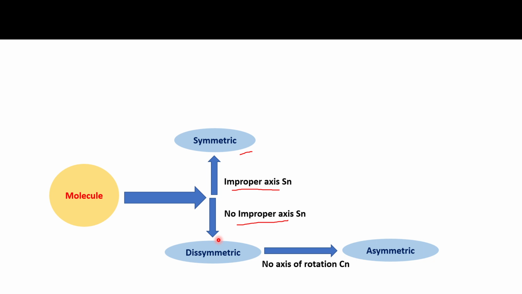But if that molecule has a rotation symmetry operation, but not an improper axis, then the molecule will be dissymmetric. But if that molecule has no improper axis and also does not have any rotation axis, then that molecule will be asymmetric, and an asymmetric molecule is also known as a chiral molecule.